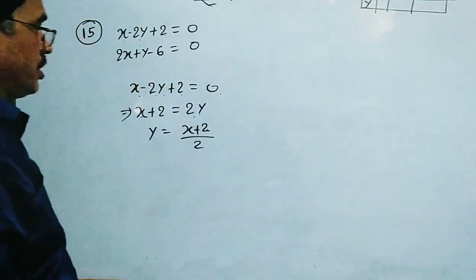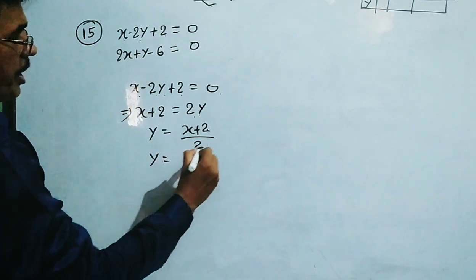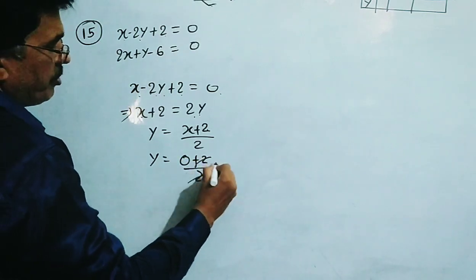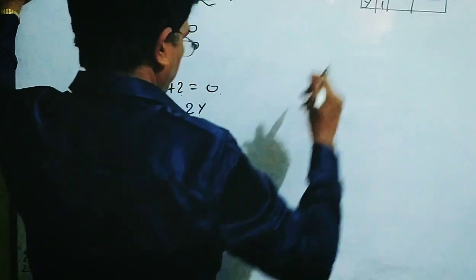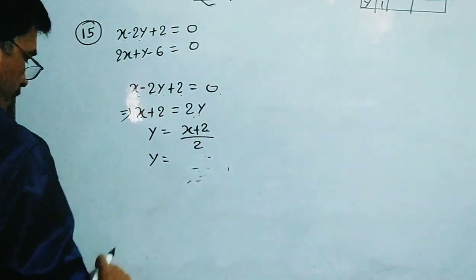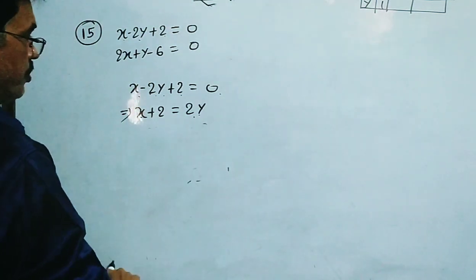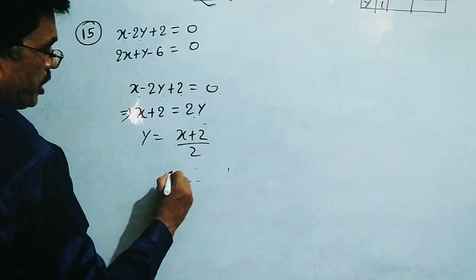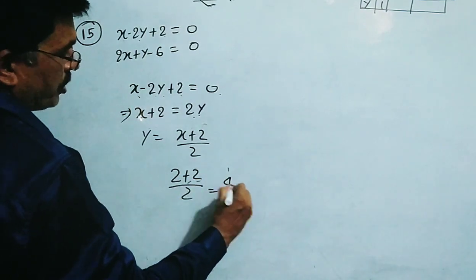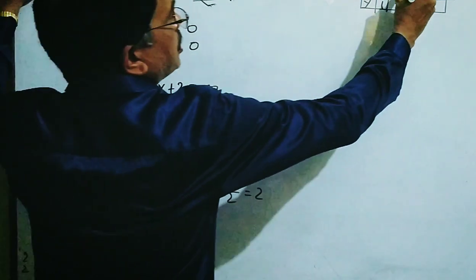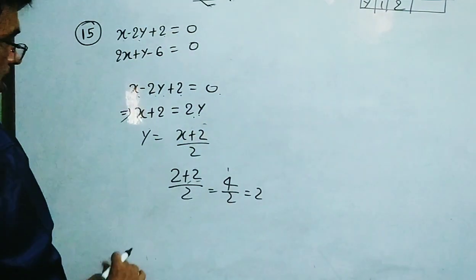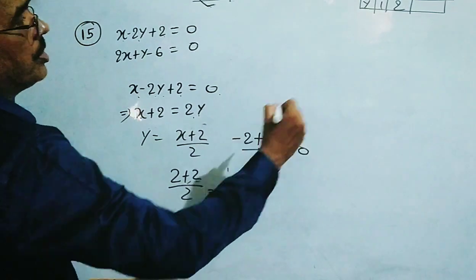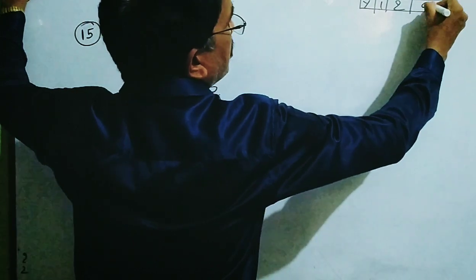Here are 3 places. Now you write x is equal to 0. So what you get? 0 plus 2 by 2, that is 1. Next, when you write x is equal to 2, y is equal to (x plus 2) by 2, so 2 plus 2 by 2, that is 4 by 2, that is 2. So when x is 2, y is 2. Next you write x is equal to minus 2, then minus 2 plus 2 by 2, that is 0. So when x is equal to minus 2, y is equal to 0.